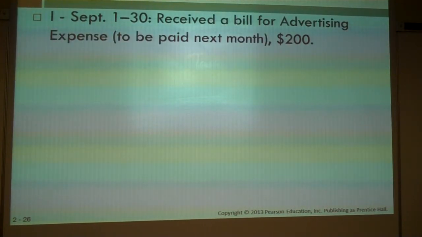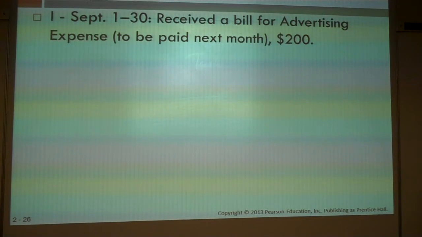Received a bill for advertising expense to be paid next month. If we're not paying it now, we're going to pay it sometime in the future. What account does that go with? Accounts payable. And the other one is the other account? Advertising expense. Now this one might be a little tricky for us to do.